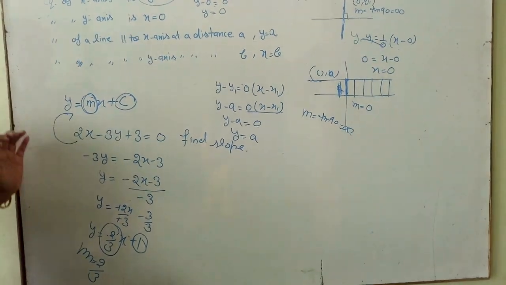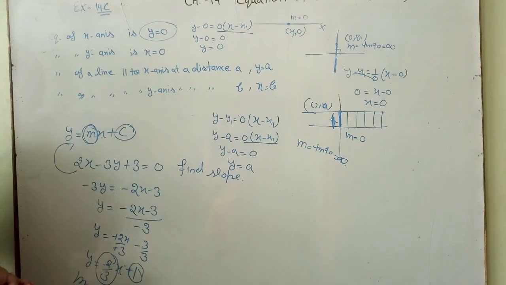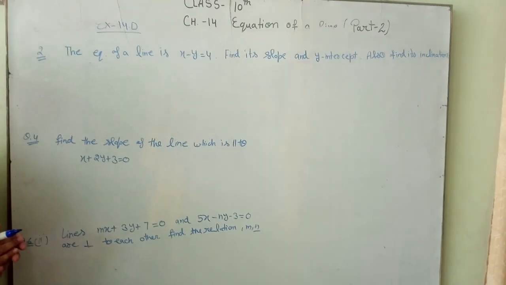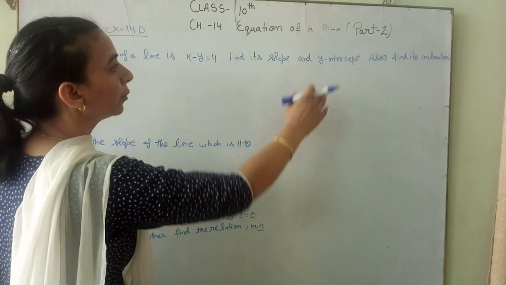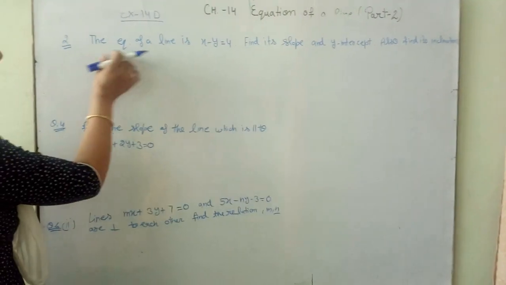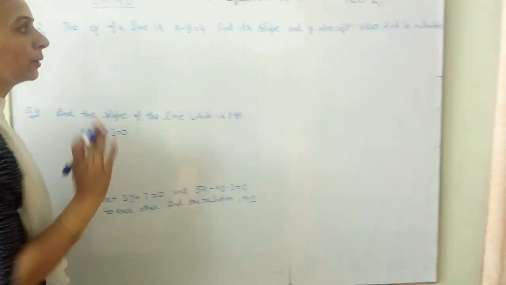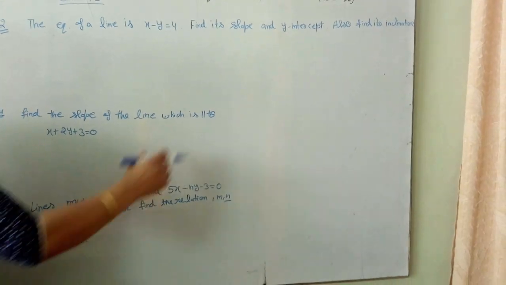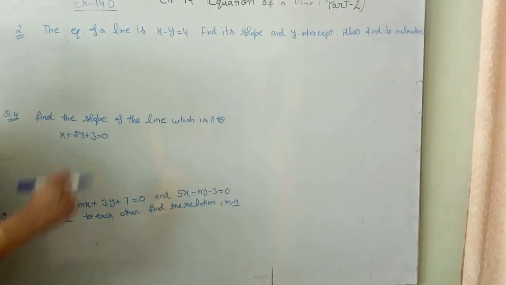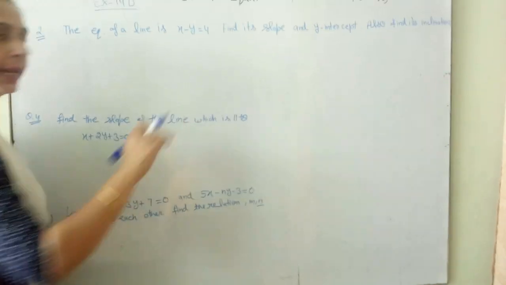In the next exercise, we find a slope by this method. So we take some questions from exercise 14D. The equation of a line is x minus y equal to 4. Find its slope and y-intercept, also find its inclination. The equation of the line is given. With the help of this equation, we find the slope. In the previous exercise, we had the slope and y-intercept, and with the help of these we found the equation of a line. In this question, the equation of a line is given and we find the slope and y-intercept.